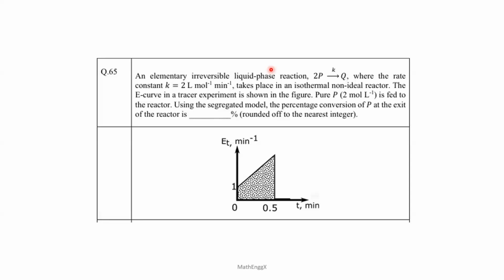Let's move on to the next question. An elementary irreversible liquid phase reaction 2P giving Q, where the rate constant K is 2 liters per mole minute, takes place in an isothermal non-ideal reactor. The E curve in a tracer experiment is shown in the figure below. Pure P with concentration 2 moles per liter is fed to the reactor. Using the segregated model, the percentage conversion of P at the exit of the reactor needs to be found out.